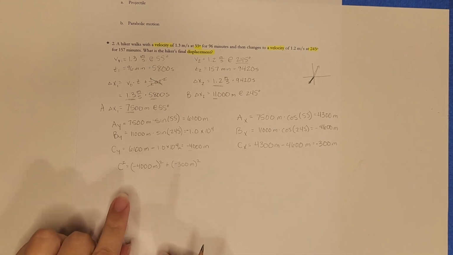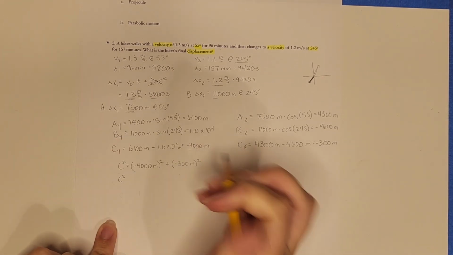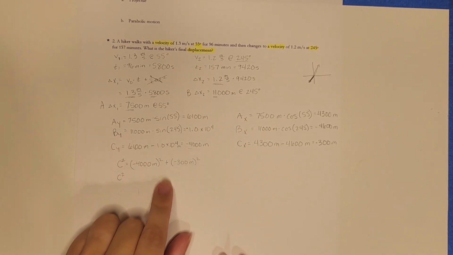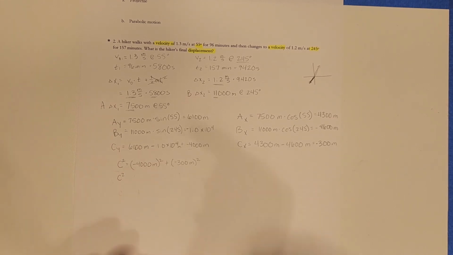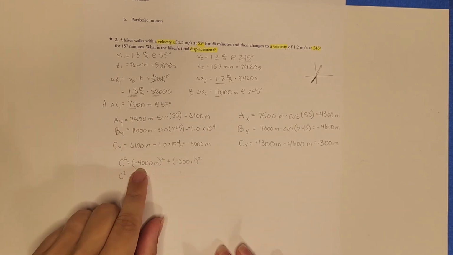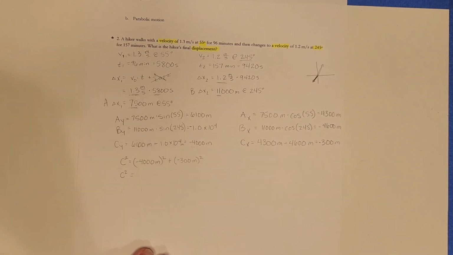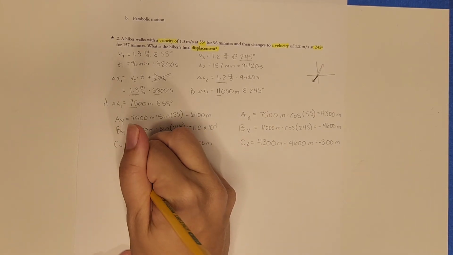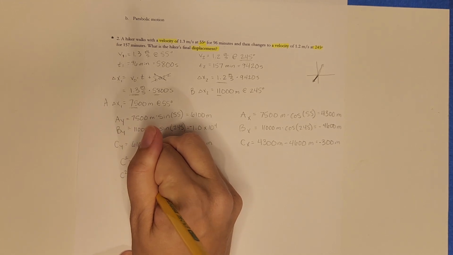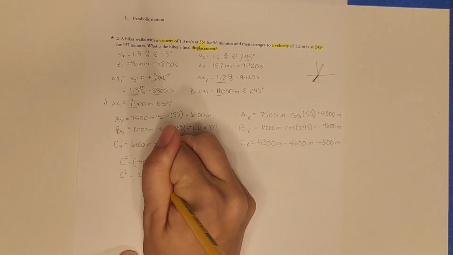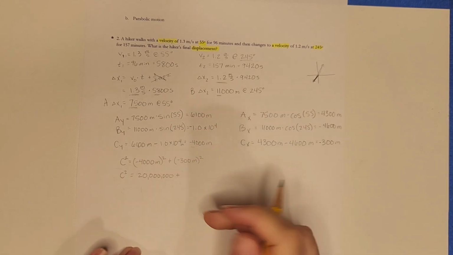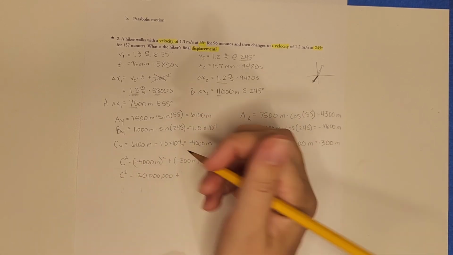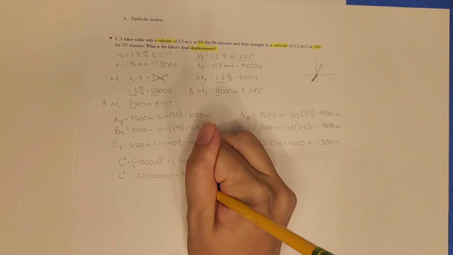So now when I square these, I have to keep in mind significant figures, and there's only one significant figure here and one significant figure here. So even though when I square 4,000 meters, I get 16 million, we have to round that to one significant figure. So it's going to be 20 million plus, and then this is 90,000.